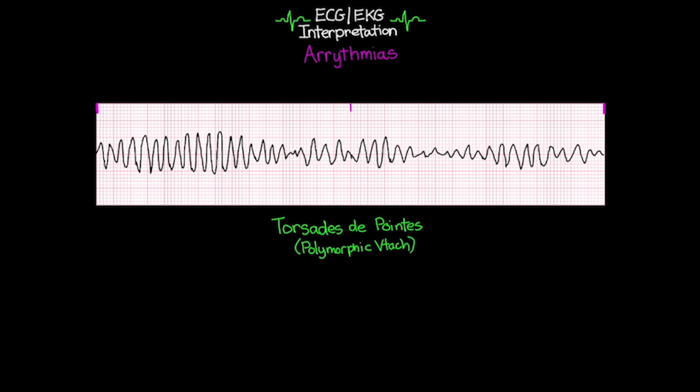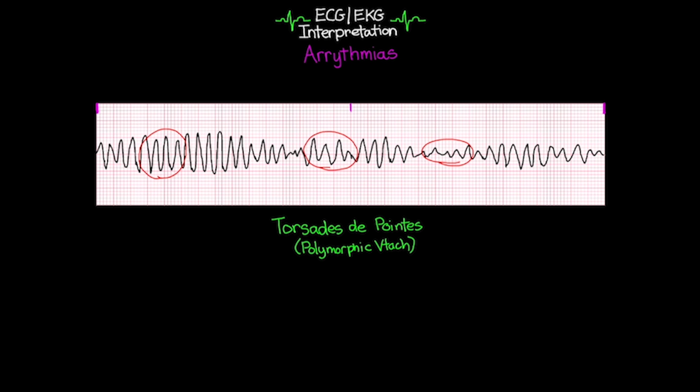Therefore, if you look at the morphology of, say, these beats here, compared to these beats here, and compared to these beats here, you see that they're quite different, telling us that these impulses are coming from different parts of the heart and therefore being captured differently on our ECG.